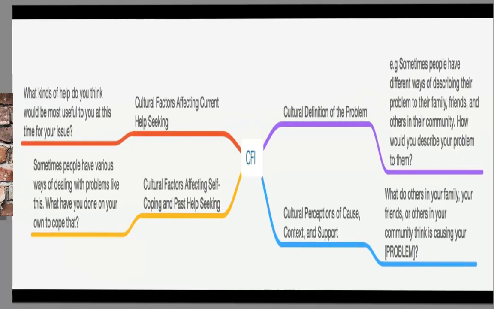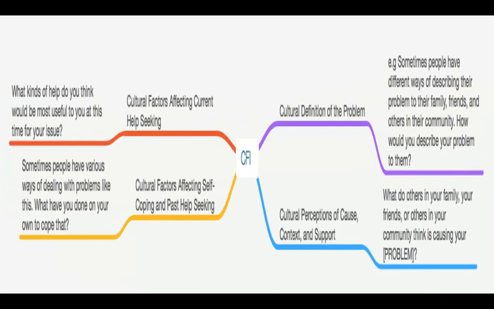The cultural formulation interview seeks information on 4 domains, which are cultural factors affecting current help-seeking behavior, cultural factors affecting self-coping and past help-seeking behavior, the cultural definition of the problem, and also the cultural perceptions of cause, context, and support. In a domain, for example, cultural definition of the problem, a sample question that the clinician can ask the client is something like this. Sometimes people have different ways of describing their problems to their families, friends, and others in their community. How would you describe your problem to them? It is very important to use information regarding the cultural issues on how people view their issues in their own cultural context.